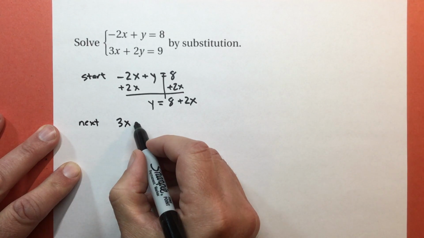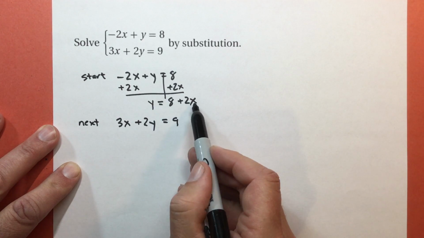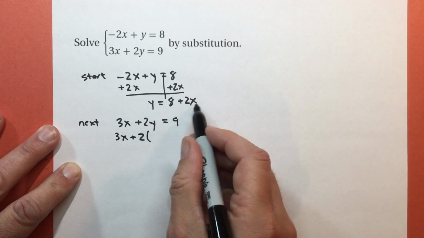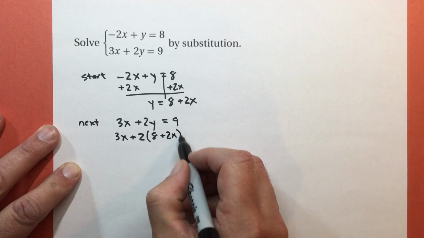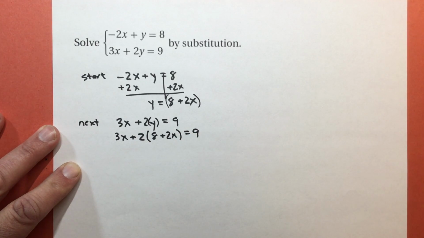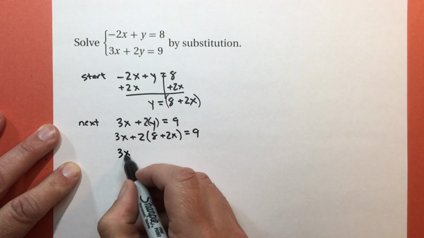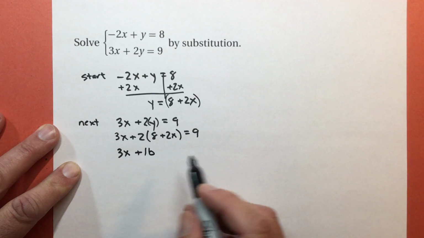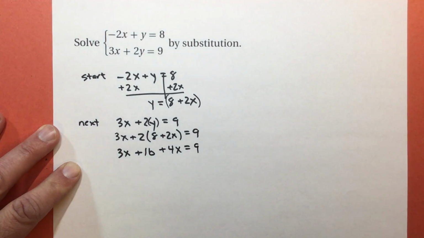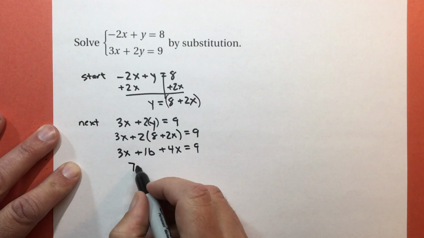So 3x plus 2y equals 9. And my y is going to be 8 plus 2x. So do 3x plus 2 times this, 8 plus 2x. So I took this and put it right there. Alright, now I'm going to do distribution to simplify. 2 times 8 is 16, and 2 times 2 is 4, so I get 4x. Three x plus 4 more x's gives me 7x.